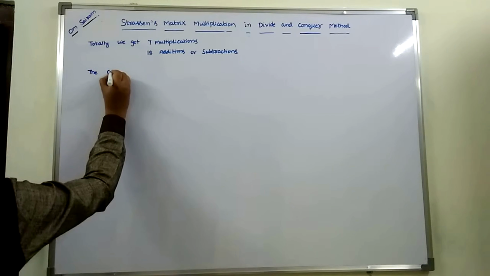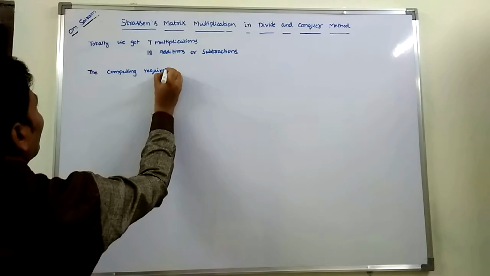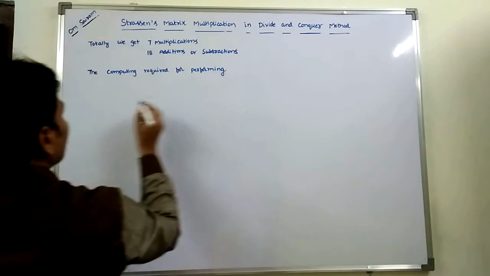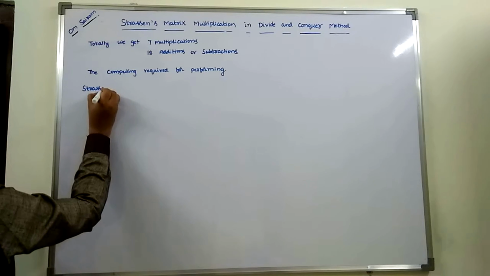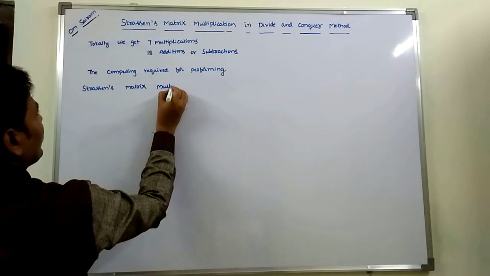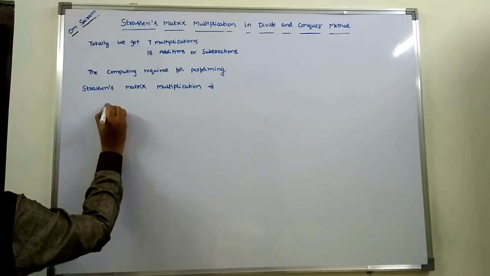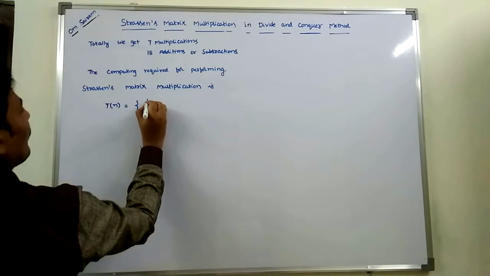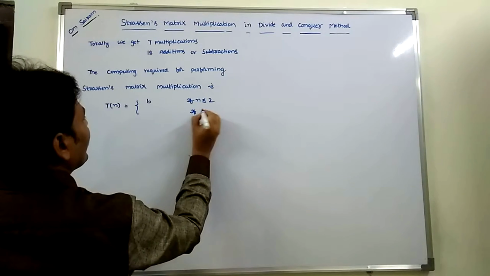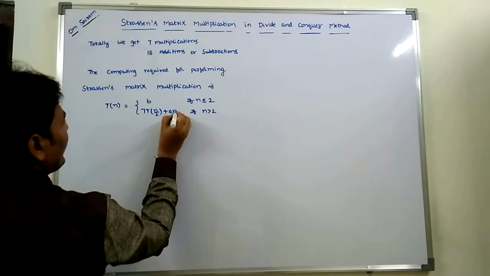The computing time required for performing Strassen's matrix multiplication is T of n is equal to b if n is less than or equal to 2. If n is greater than 2, 7T(n by 2) plus a n square.